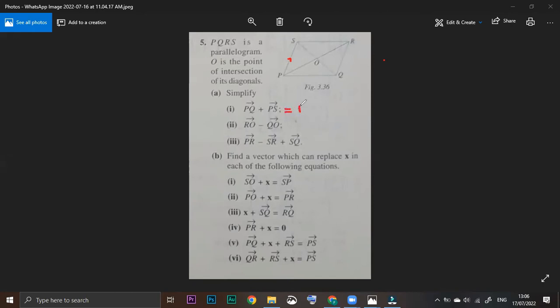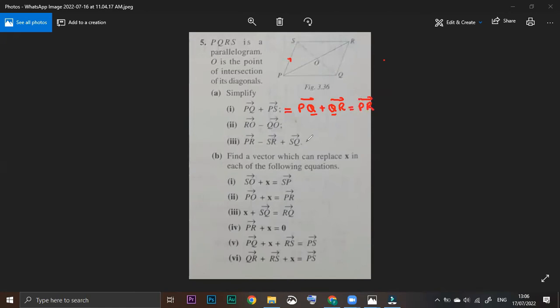Now we will write down PQ, and in the place of PS, we will write down QR. And you can see that the tail of the second vector is at the head of the first one. So the final answer is PR.